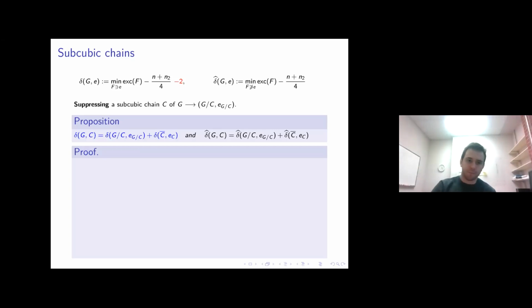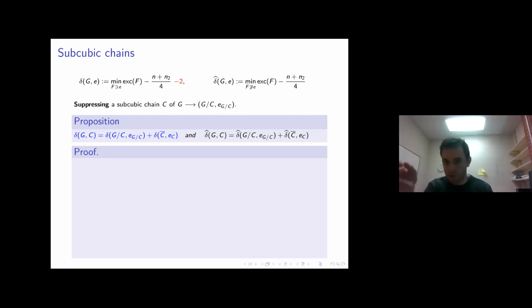All right, so we're going to introduce this proposition here, which will be a nice way to see how you do calculations with these deltas. So what this is saying, for instance, in the blue here, is that delta of G and C, the cost of, or the savings of going through a chain, is equal to the savings of going through the edge in the suppression G suppressed C, plus the savings you get for going through the closure of the chain.